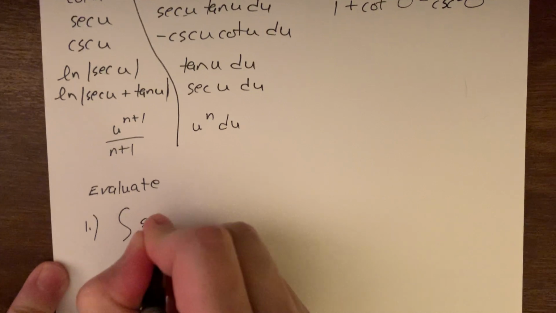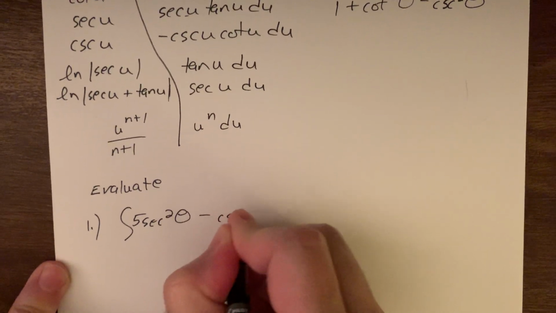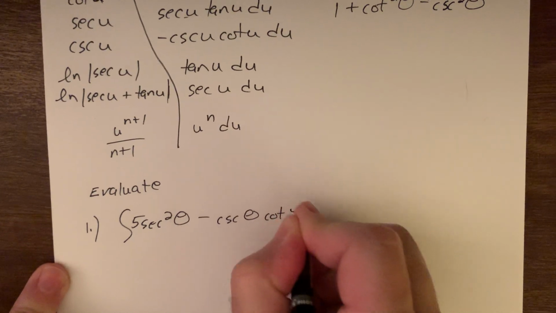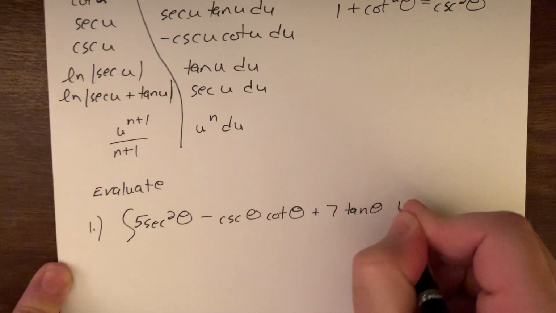If we start off with the integral of 5 secant squared theta minus cosecant theta cotangent theta plus 7 tan theta d theta.